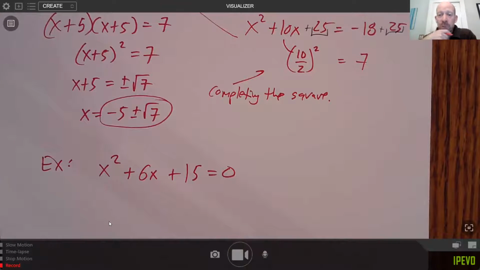So here's a trinomial, a quadratic. We're trying to solve it.